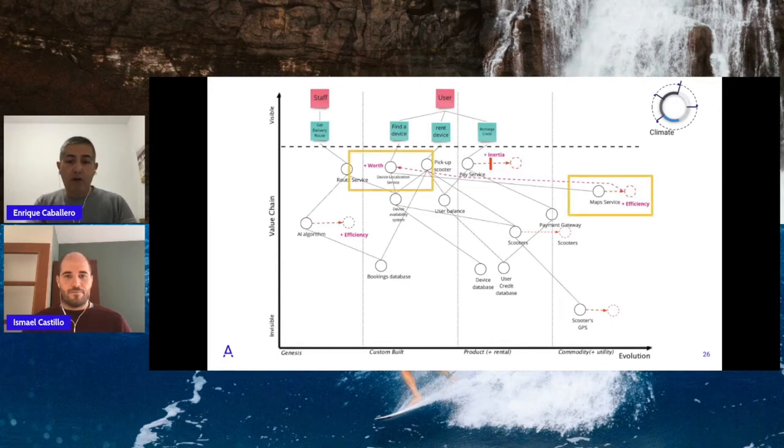Also, the components on the external map service will allow us to innovate and create new sources of worth in the device localization system in this case. I mean, new features in the component that is on the commodity column will allow us, or will lead us, to create more innovation in the component that is in the custom build.